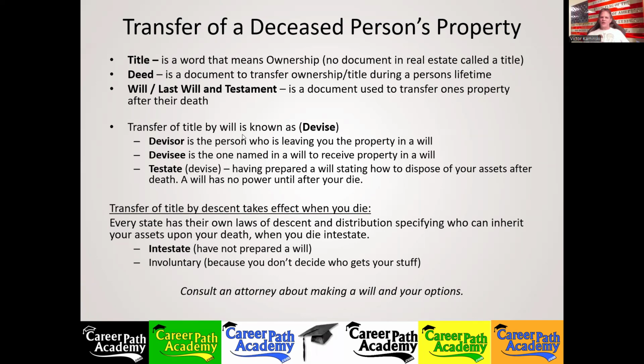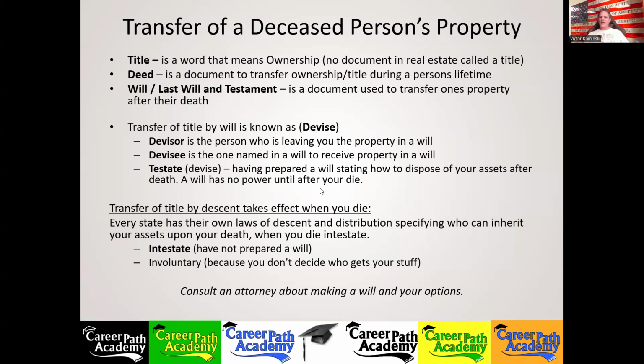A transfer of title by will is known as devise. And the devisor is the one who is leaving you their property in a will. And the devisee is the one who's named in the will to receive the property. And testate just simply means you prepared a will to devise, explaining how to devise your property. It states how to dispose of your assets after death.